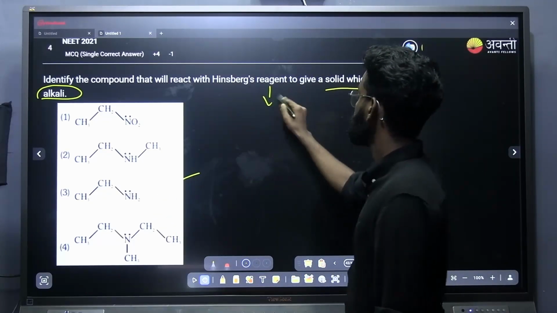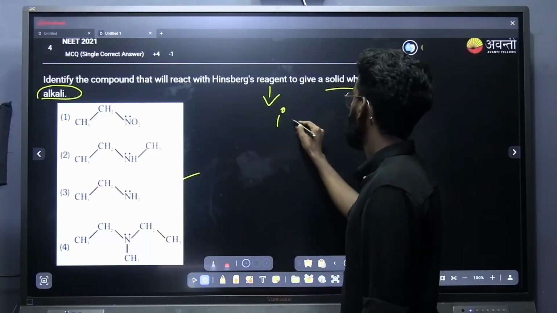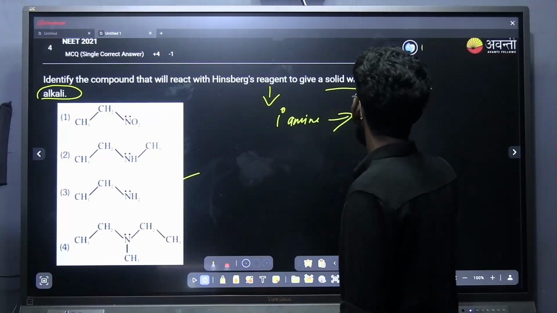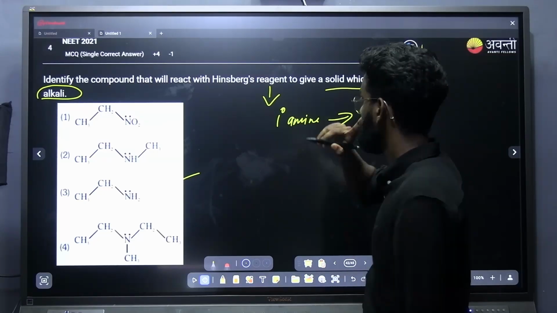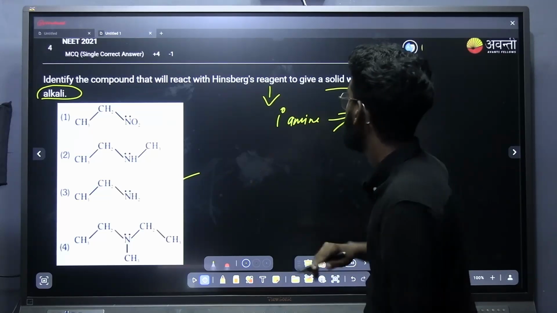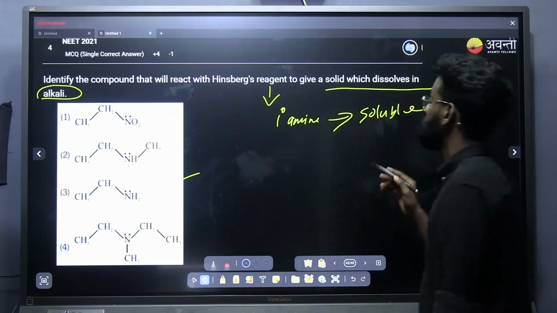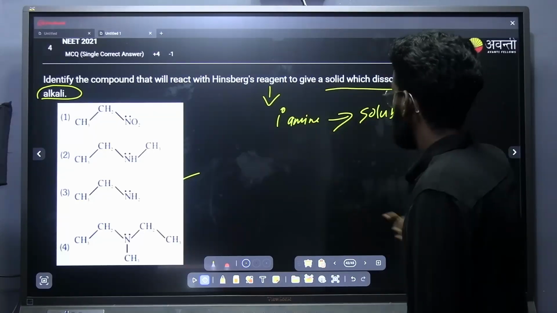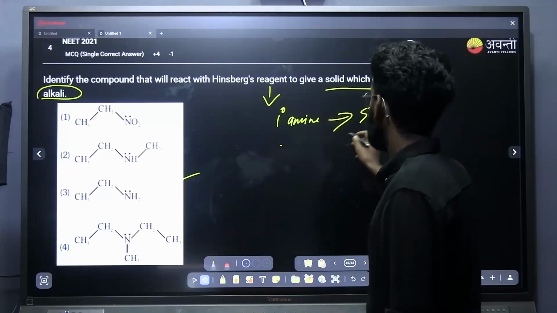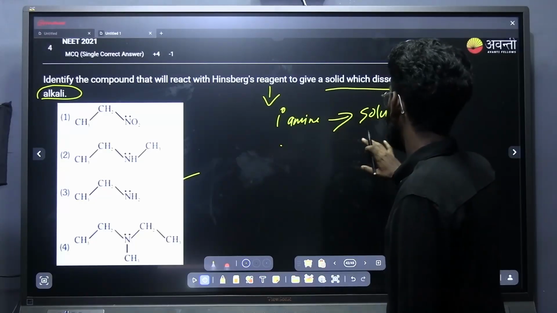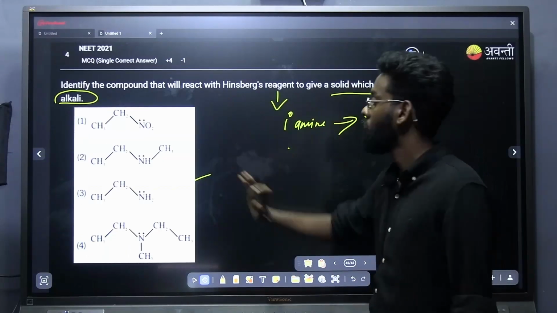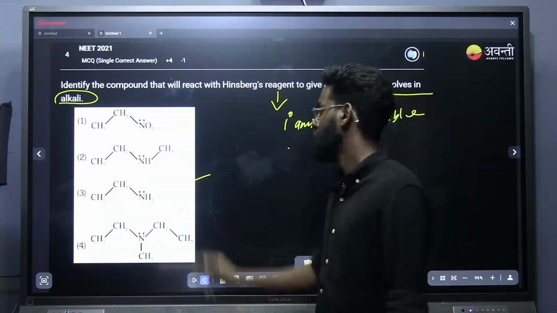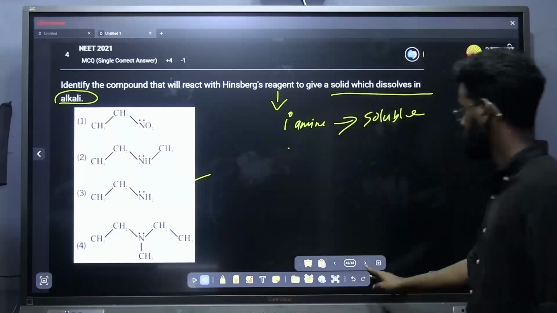Why? Because we already discussed the Hinsberg reagent reacts with primary amine. Primary amine will be giving what? Soluble. Primary amine will be giving a soluble compound, that is N-alkyl benzene sulfonamide, which reacts with NaOH and we will be getting a soluble product. And secondary amine, we won't be getting a soluble product. We will be getting a product but that is not soluble. And tertiary amine won't even react with the Hinsberg reagent. So option C, which is the primary amine, is the correct answer.